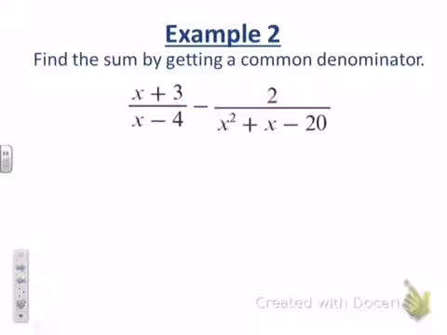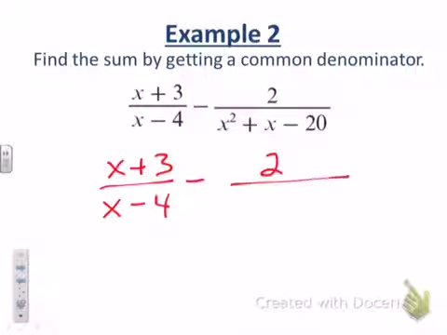Gotcha. Okay, now we've got x plus 3 over x minus 4 minus 2 over x squared plus x minus 20. If I get a common denominator here, I need the least common multiple, right? And to find the least common multiple, I need to see the factors of things. So my fraction on the left, x minus 4, can't be factored, so it's going to stay the same. What is the factorization of x squared plus x minus 20? x plus 5 times x minus 4. Yes, x plus 5 times x minus 4.